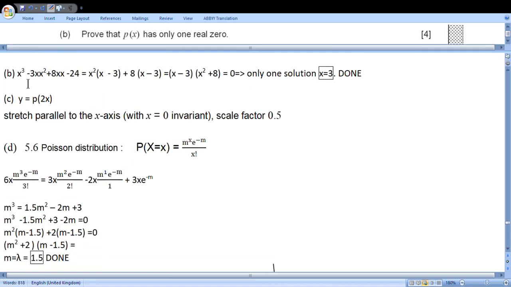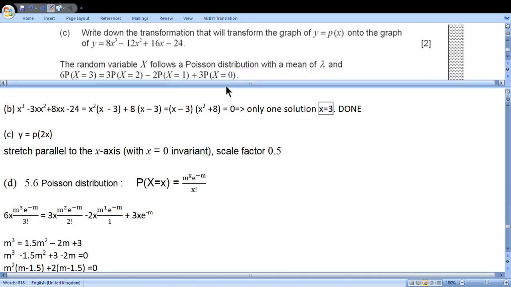So we rewrite this formula, find the common factor x minus 3, and we understand that this expression product is equal to 0 only when x minus 3 equals 0, so x equals 3. So this question is done.